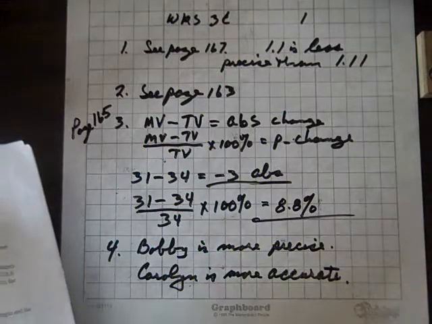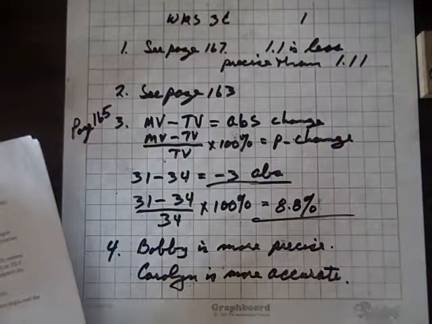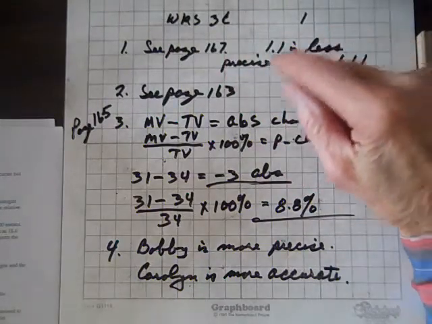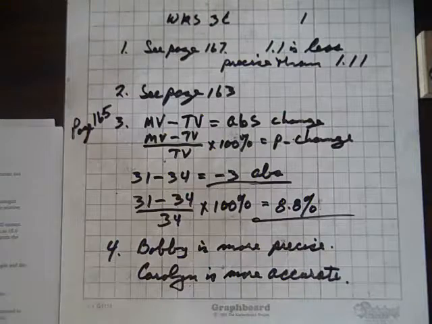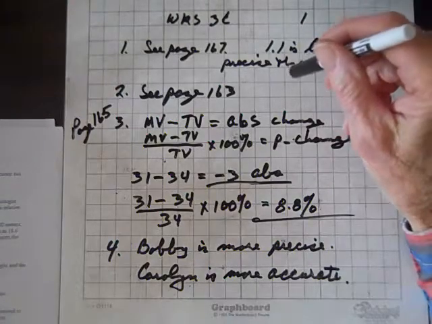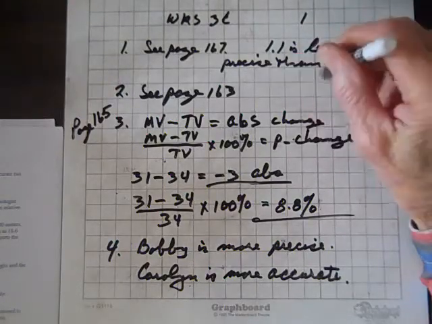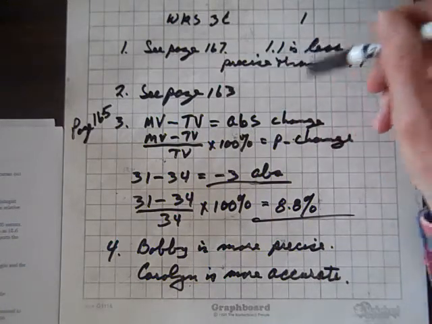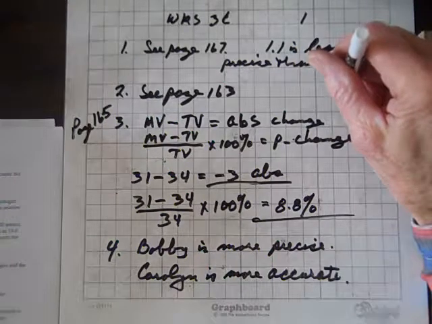Well, now we're doing worksheet 3C, and the first question is: give the meaning of accuracy and give an example in which a number is accurate but not very precise. Well, look, on page 167 you'll see the definition of precise and precision and accuracy. And accuracy means how close you are to the true value.